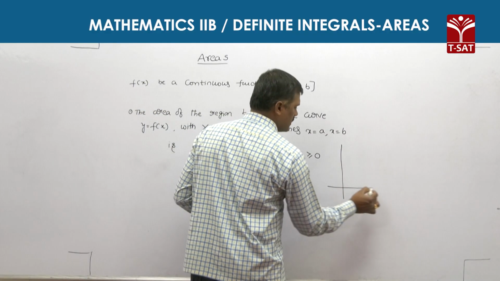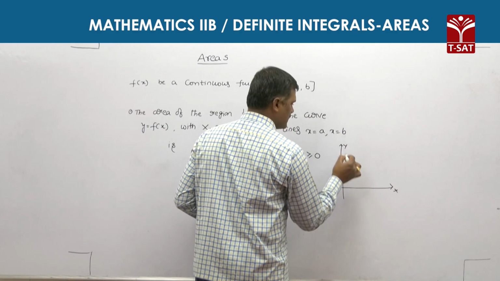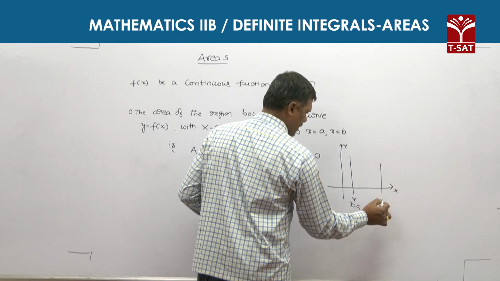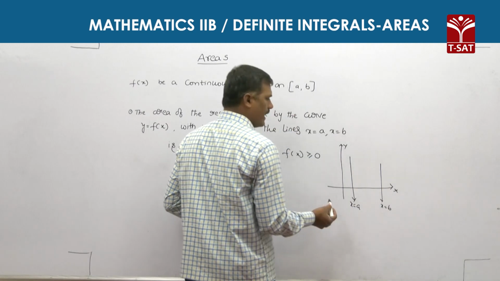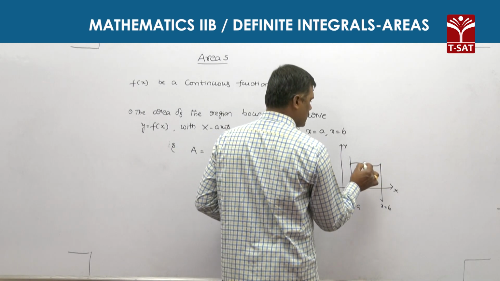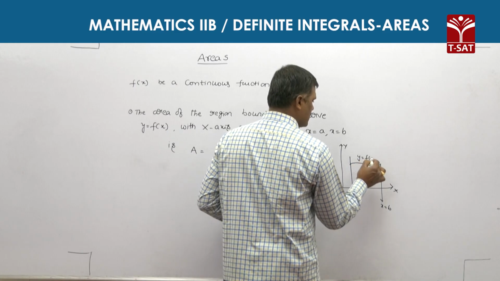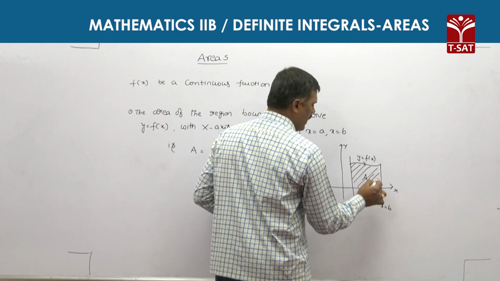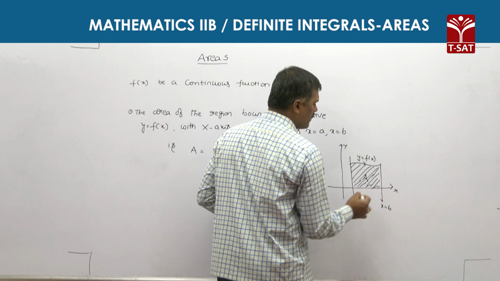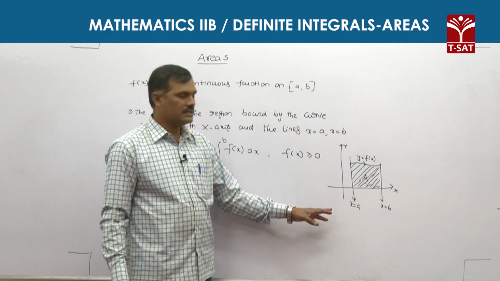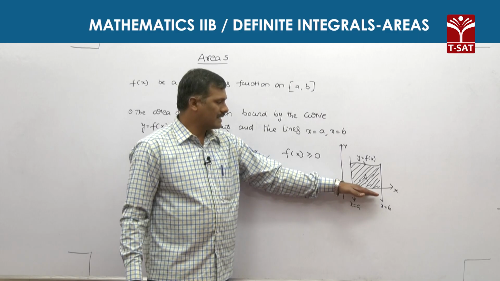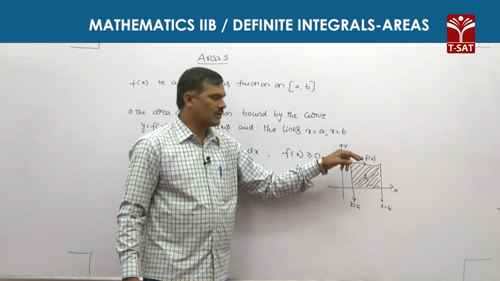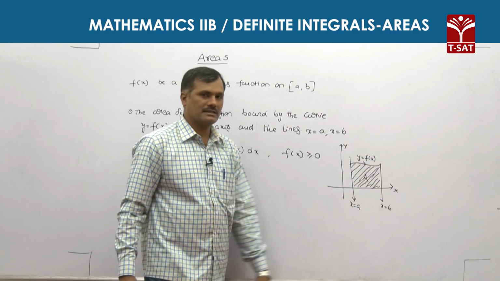This is a general figure with the x-axis and y-axis, the lines x equals a and x equals b, which are parallel to the y-axis, and the given curve y equals f of x. This is the required area we have to find. It is above the x-axis. To find the area of this region within the limits x-axis, x equals a, x equals b, and the given curve y equals f of x with the x-axis.